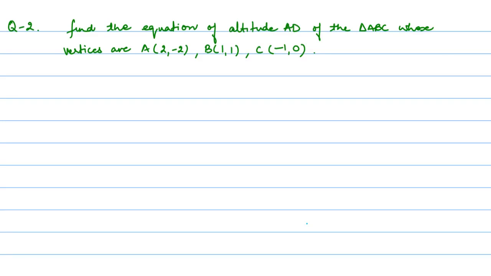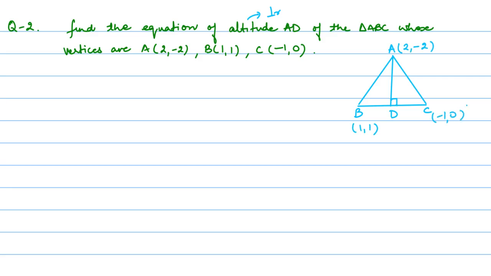Now next question, find the equation of the altitude. Now what is altitude? Altitude is perpendicular. It is the altitude AD. Find the equation of altitude AD of the triangle ABC whose vertices are given. That is, we are given the triangle whose vertices are known, and we have to find the equation of this line. And what is this line? This is the altitude. Altitude means perpendicular, which is drawn from vertex A to the side BC at D. We know the coordinates of A, 2, minus 2, B, 1, 1, and minus 1, 0 is C.